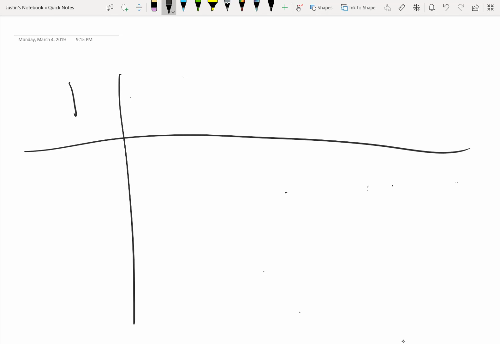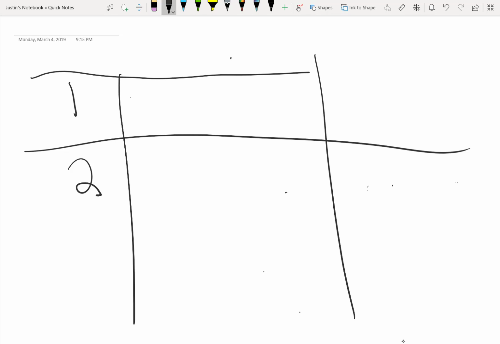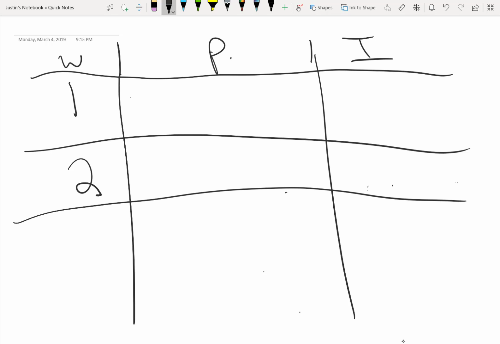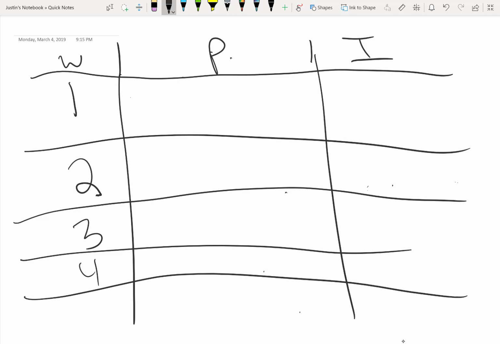So you'll see weeks. You would start with week 1 on that. At the top there, it'll say week. I'm just going to put a W. And then I'm going to put a P for primary school and an I for intermediate school. So you have week 1, week 2, week 3, and you're going to keep going, you have 5 rows. So you have week 1, week 2, week 3, week 4, week 5.